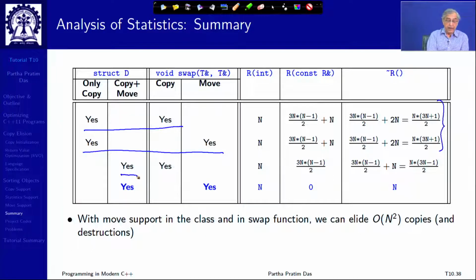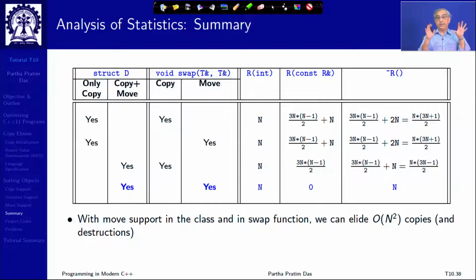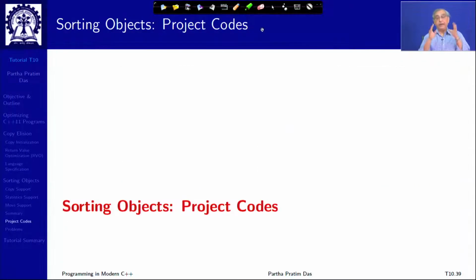If you have move support in D, but not in the swap, you get little less, but you still have a lot of unnecessary copies happening, whereas if you have move support in both, then you have no extra copies being done. So, order n square copies are now really optimized out, right. So, that is a big optimization that the programmer can guide the compiler to do, and this is just one example I have shown.